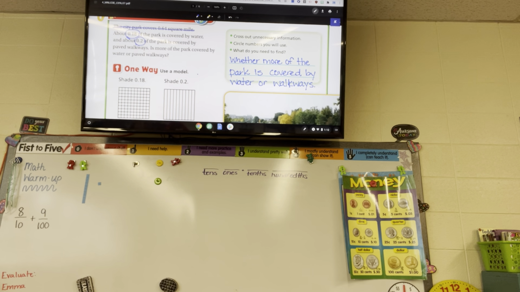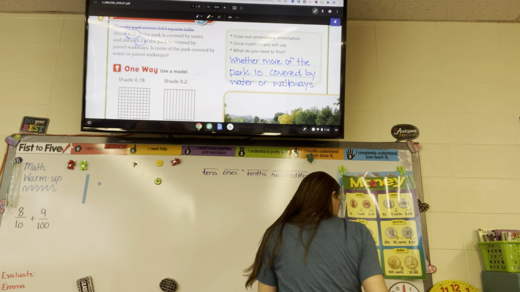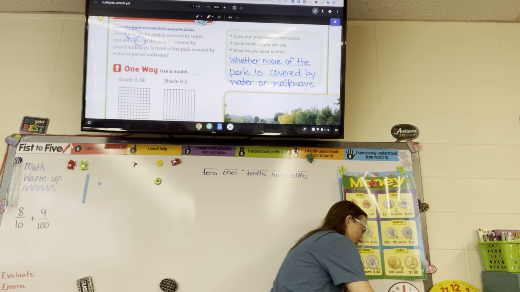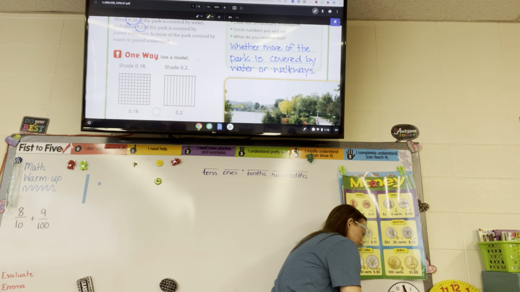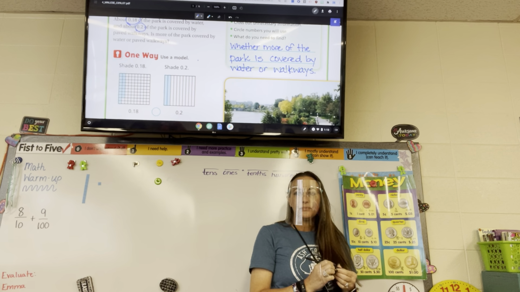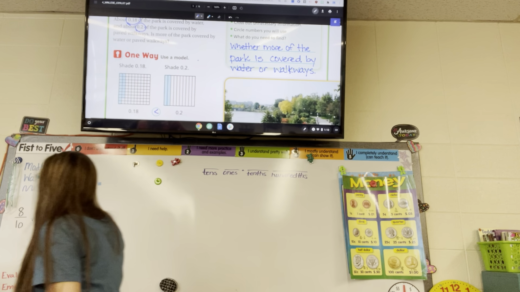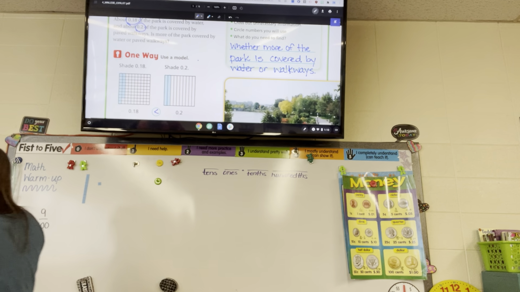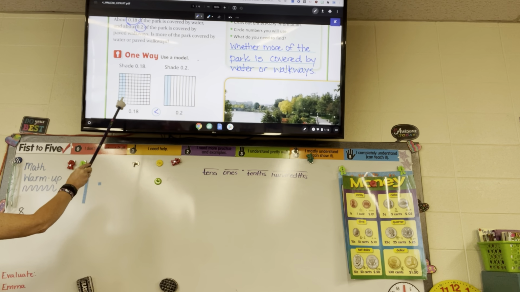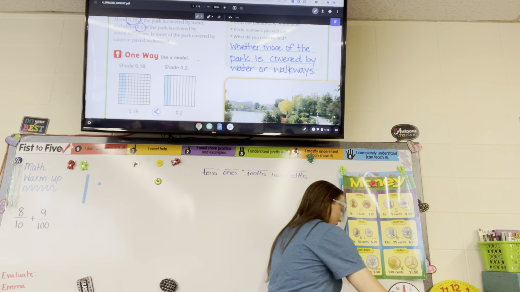One way to do this is to use a model. It says we will shade 18 hundredths on the first model and 2/10 on the second model. I'm going to shade 18 hundredths here, which is 1/10 and 8 hundredths, and shade 2/10 on the second model. Now, which one did we shade more on? The second model, 2/10. So 18 hundredths is less than 2/10. Landon, is that what you said? This one shaded more because this one's got one full tenth and then 8 singles or hundredths.